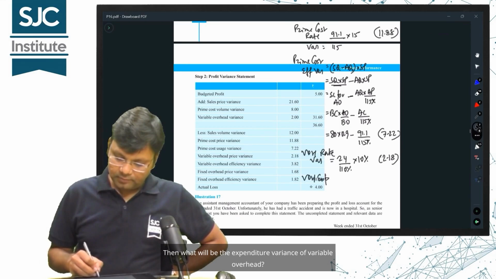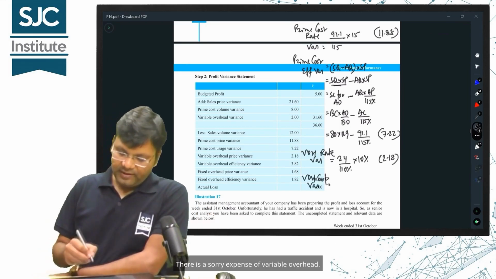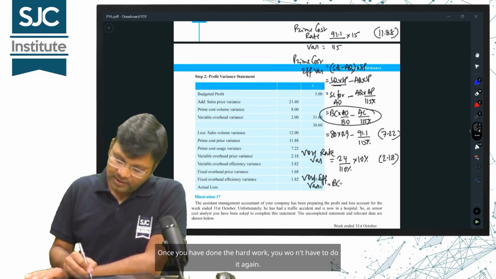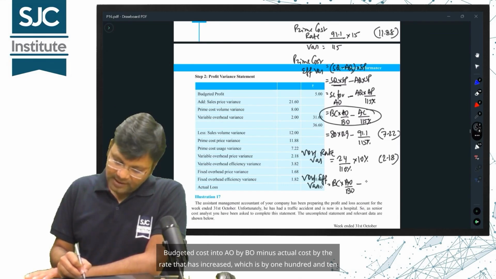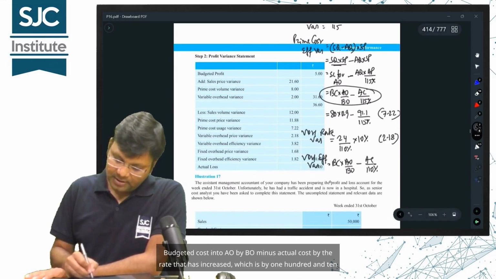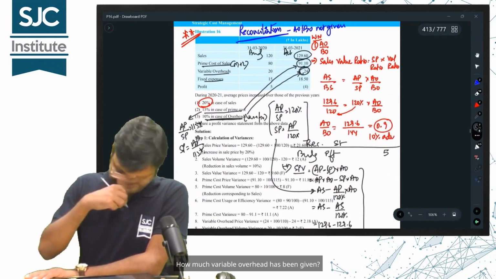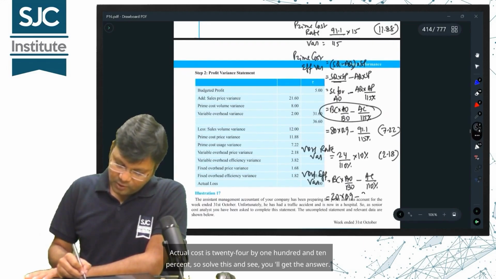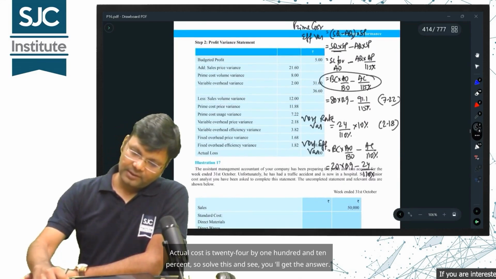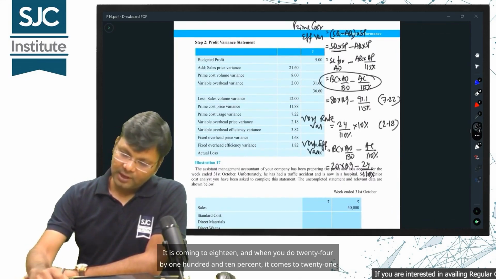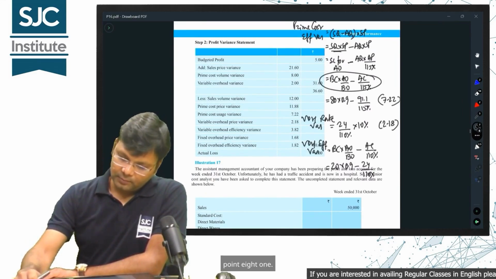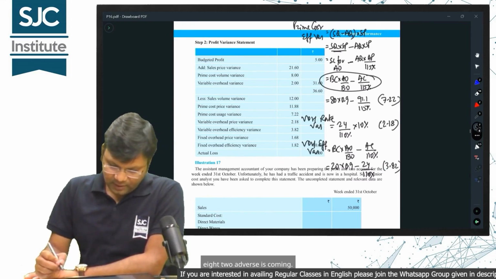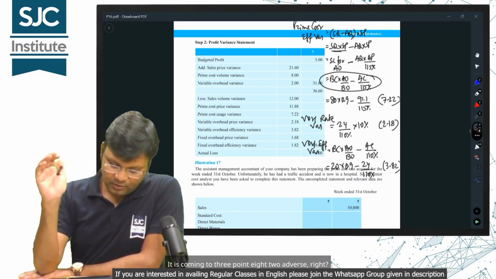Then what will be the expenditure variance of variable overhead? There is an expense of variable overhead. What will be the efficiency variance? You can just copy this itself. Once you have done the hard work, you won't have to do it again. Budgeted cost into AU by BO minus actual cost by the rate that has increased, which is by 110%. How much variable overhead has been given? 20 has been given, so 20 into 0.9 minus actual cost. Actual cost is 24 by 110%, so solve this and see, you'll get the answer. It is coming to 18, and when you do 24 by 110%, it comes to 21.81. So 21.81 minus 18, this is coming to 3.82 adverse, right?